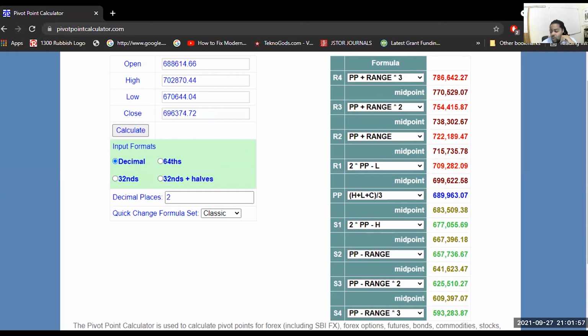It's fine. We know where the pivot point is roughly, and we know where the H4 demand is. So I want to draw this here, support 1.